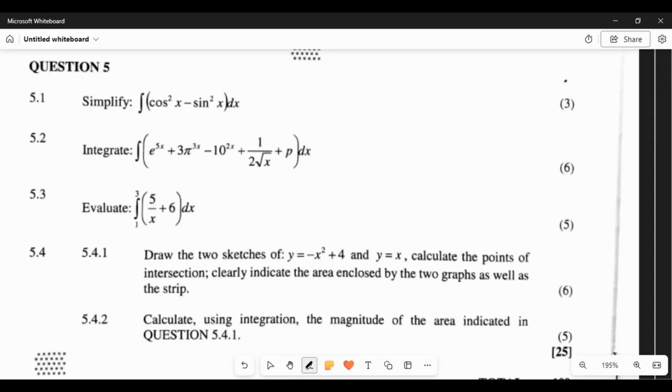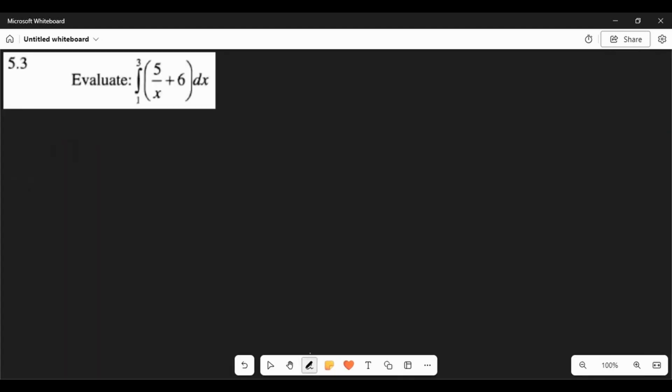Alright guys, so let's look at 5.3. As you can see, 5.3 is this question here. So I'm just gonna copy this question, paste it where there is space, and then we solve it. Alright guys, let's look at 5.3. They want us to evaluate this expression that is given to us here. As you can see, this time around we do have a sigma, but this time around we have the limits, which is the upper limit is 3, the lower limit is 1. And then they want us to evaluate this. So these guys are definite integrals.